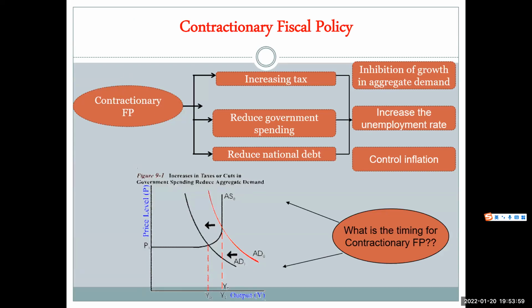But at some times, for example, we need to adopt contractionary fiscal policy. For example, we need to increase tax. So this is inhibition of growth in aggregate demand. And we can also reduce government spending so that unemployment rate increases. And we reduce the national debt to control inflation. So actually, I think contractionary fiscal policy is mainly adopted in the period of inflation, right?